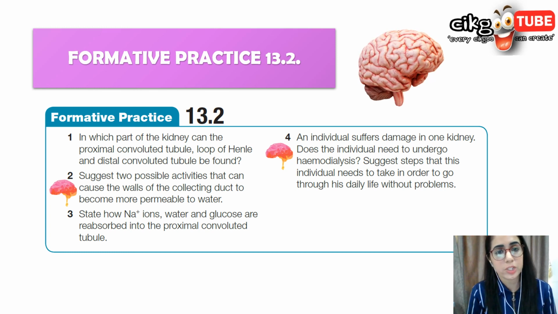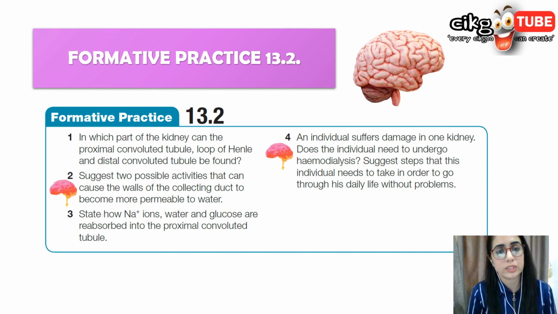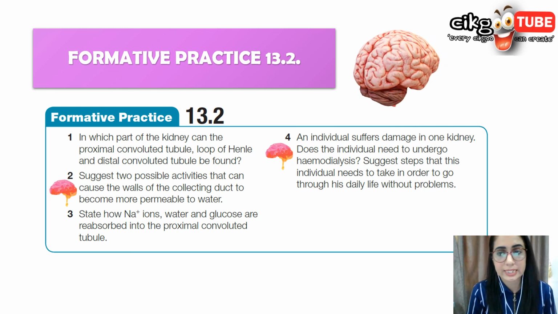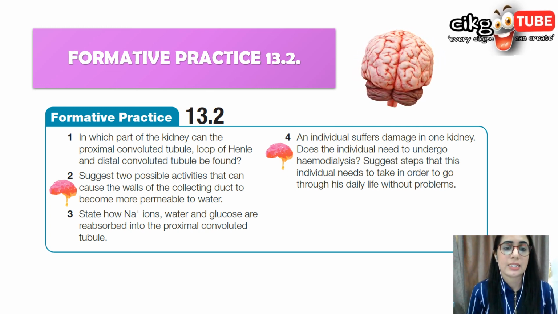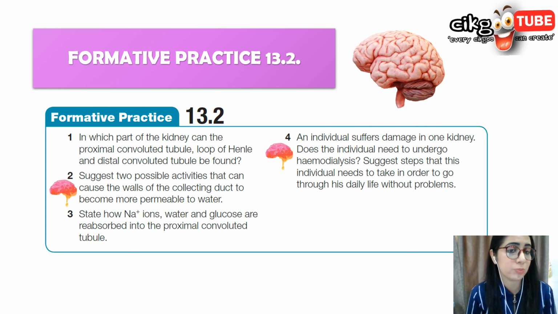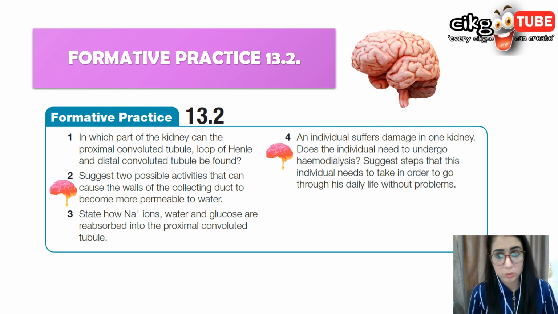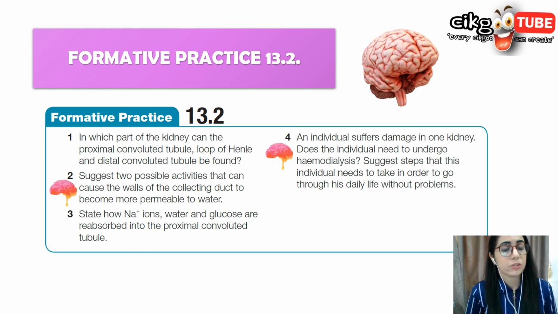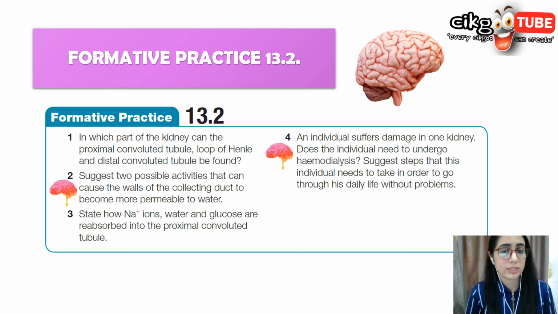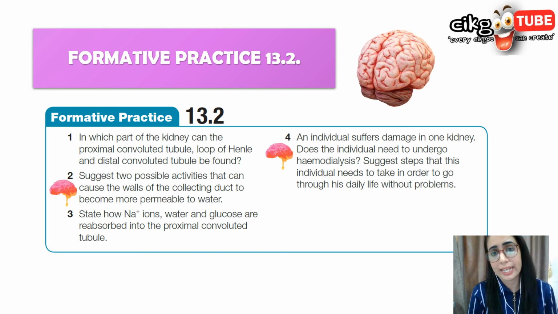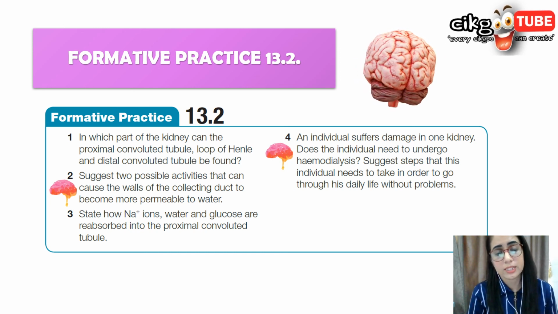The first one: in which part of the kidney can the proximal convoluted tubule, loop of Henle, and distal convoluted tubule be found? Already discussed in the slides. And then suggest 2 possible activities that can cause the walls of the collecting duct to become more permeable to water. So what can be done? Okay, this is a hot question. Number 3, state how sodium ions, water, and glucose are reabsorbed in the proximal convoluted tubule. And lastly, number 4, this is also a hot question.